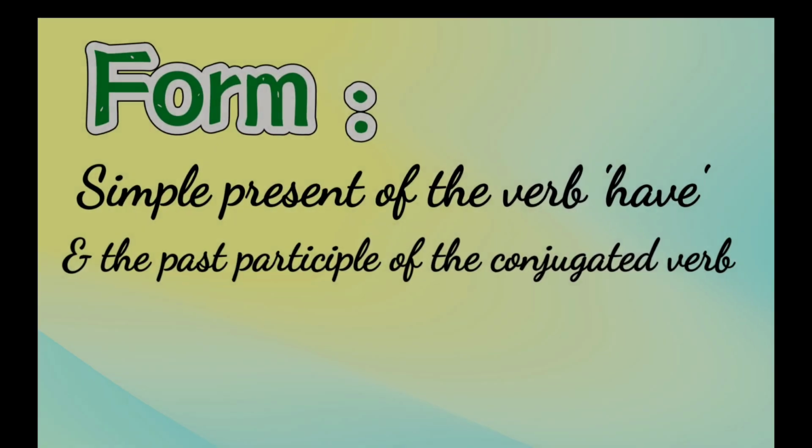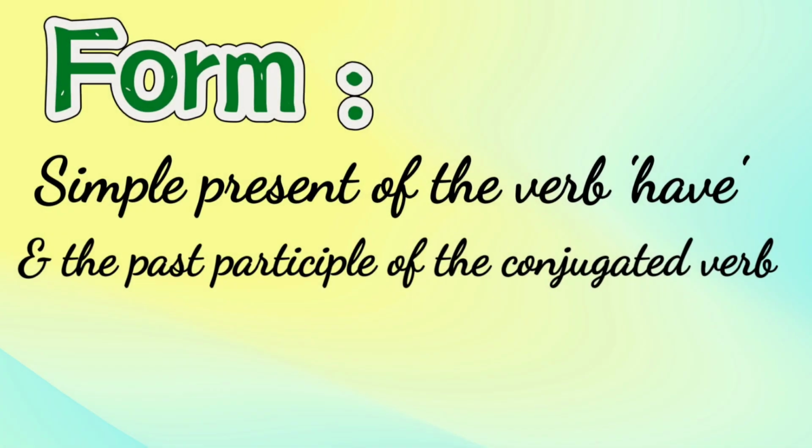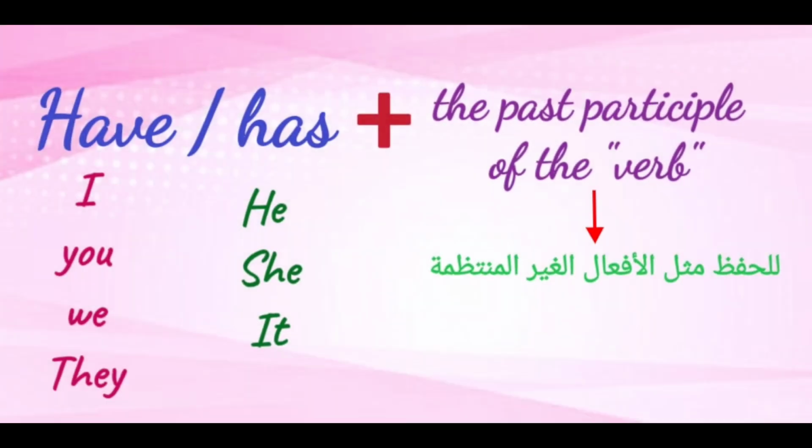Let's see now the form. The simple present of the verb have, so we use have, and the past participle of the conjugated verb. Like this exactly. So we use have or has. As we know, we use have with I, you, we, and they, and has only with he, she, and it, plus the past participle of the conjugated verb. The past participle is like irregular verbs and must be memorized.